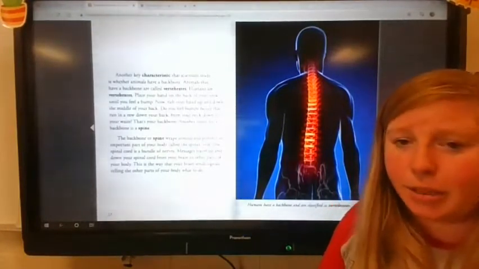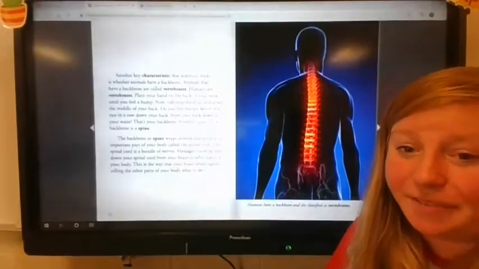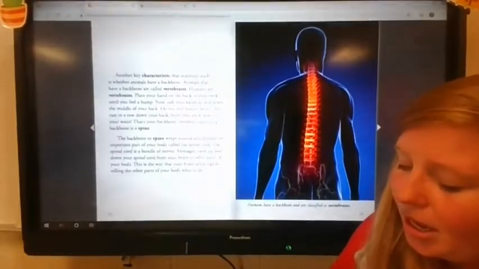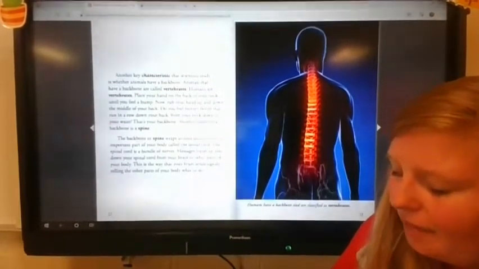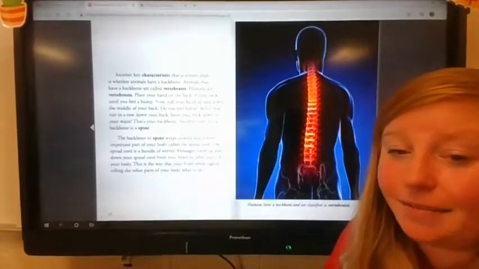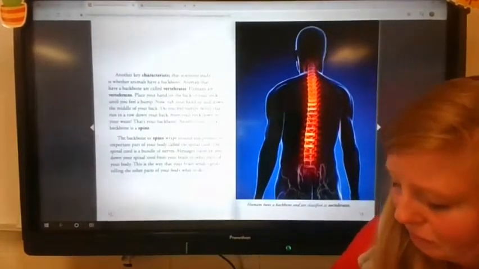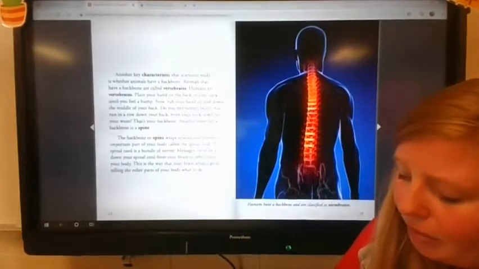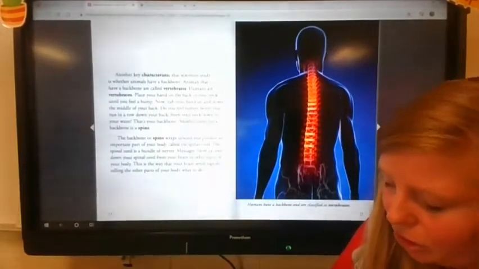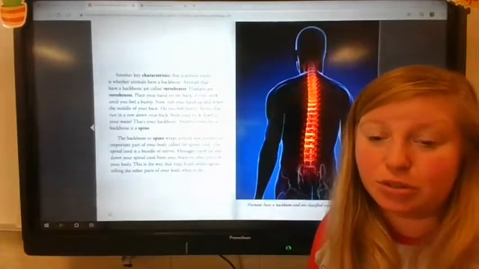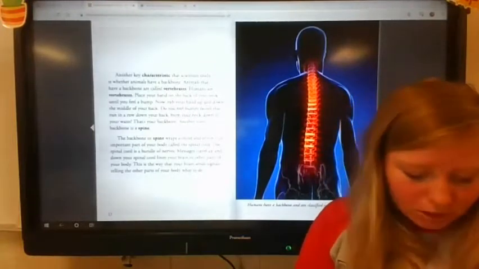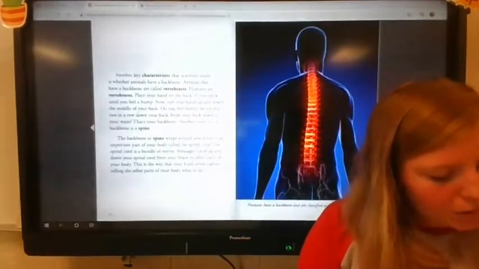All right, let's look at our picture and our caption, our text features. Those are super important. The caption says, humans have a backbone and are classified as vertebrates. While we're reading this next page, I want you to be thinking about any notes that you could write down or any important facts that you need to remember.